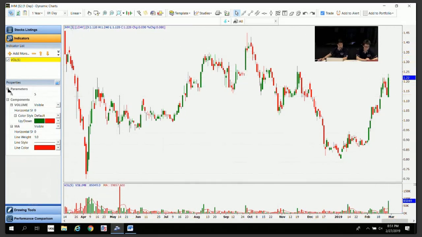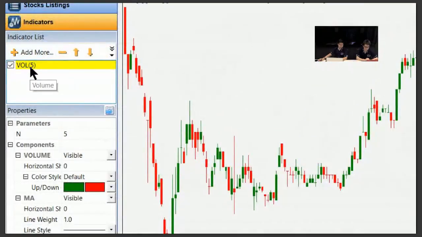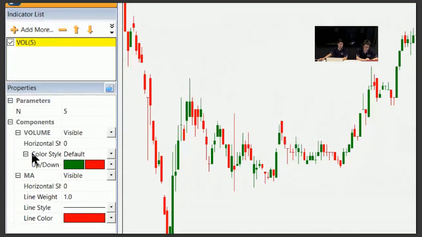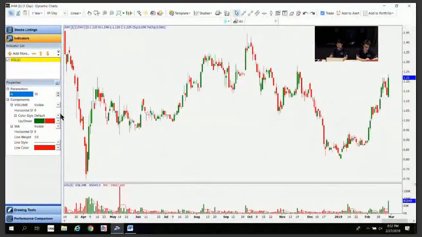Okay, so let's come to this. When you click on this volume, you can see beneath it is the properties. You see this N. This N means the parameter. So let's say the moving average, I would like to change it to a 10 moving average of the volume. No problem. I press enter on my keyboard. You can see it changed, volume becomes 10.